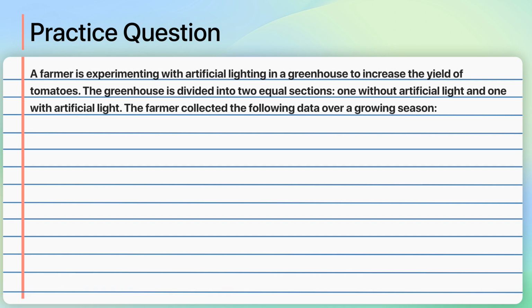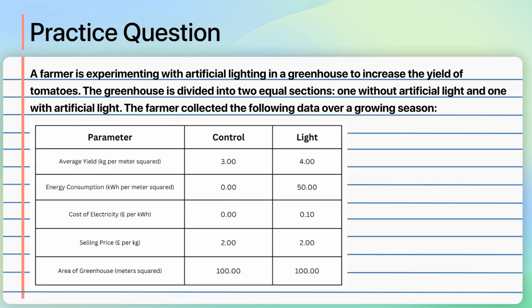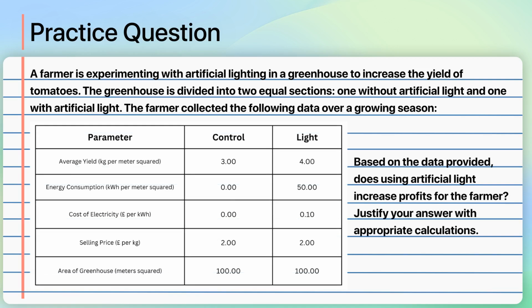A farmer is experimenting with artificial lighting in a greenhouse to increase the yield of tomatoes. The greenhouse is divided into two equal sections, one without artificial light and one with artificial light. The farmer collected the following data over a growing season. Based on the data provided, does using artificial light increase profits for the farmer? Justify your answer with appropriate calculations. Pause here to have a go.